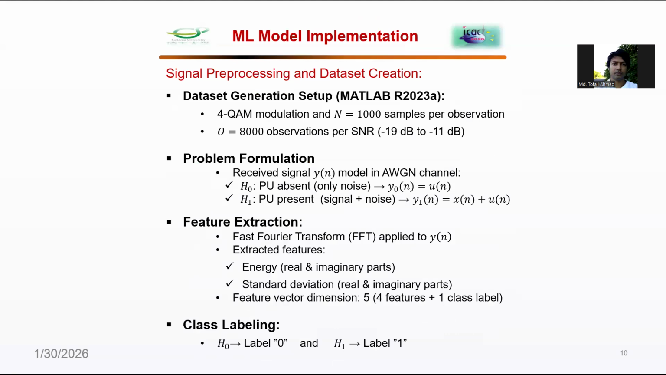We build our dataset in MATLAB using 4-QAM signals in AWGN noise from -19 to 11 dB SNR. Each observation is transformed with FFT, and we extract energy and standard deviation features from the real and imaginary parts. These provide us a 5-dimensional feature vector labeled 0 for noise only and 1 for signal present, which is ready for machine learning training and testing.